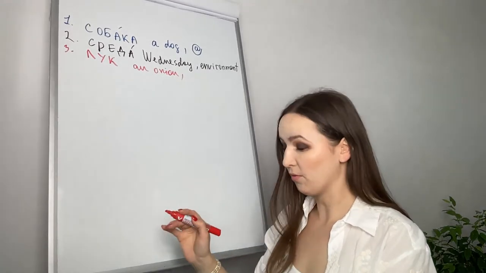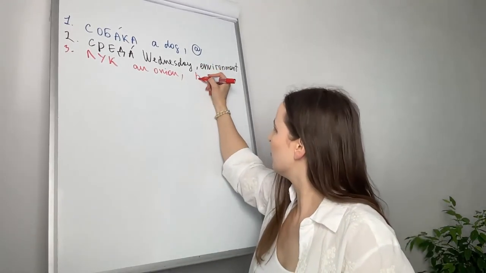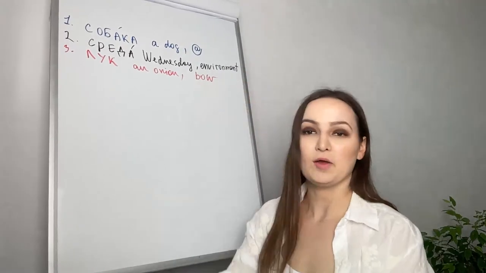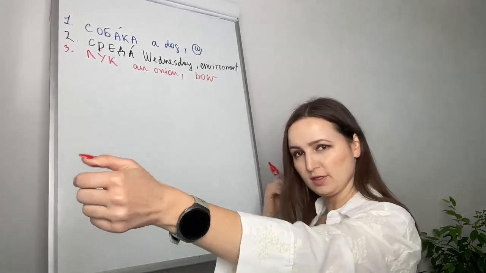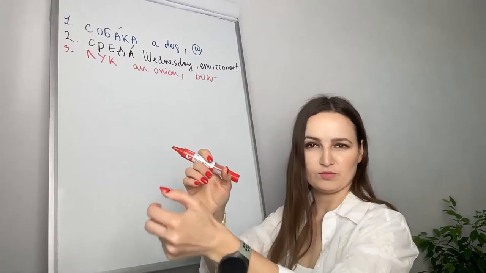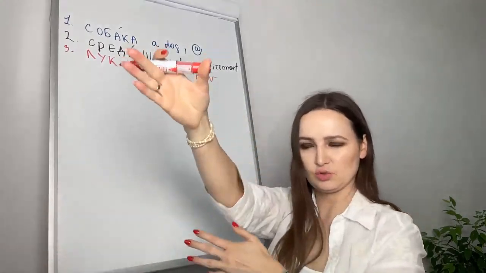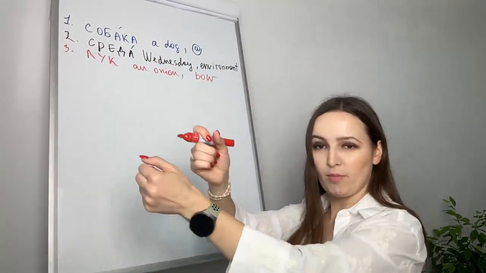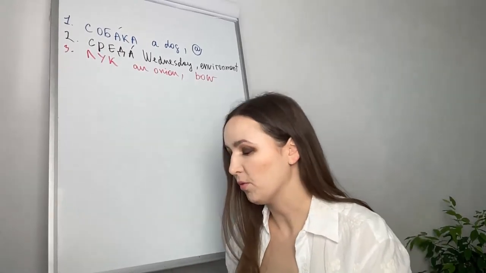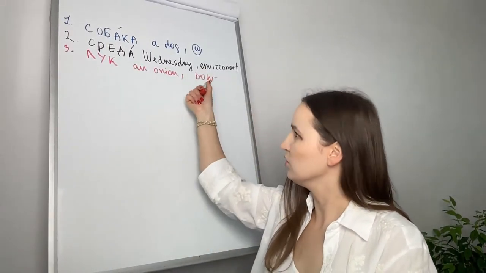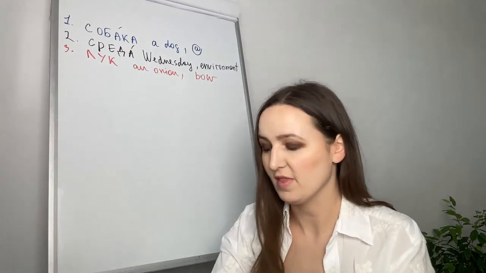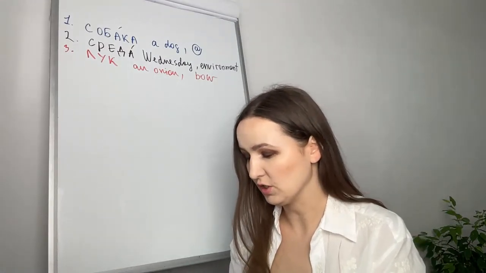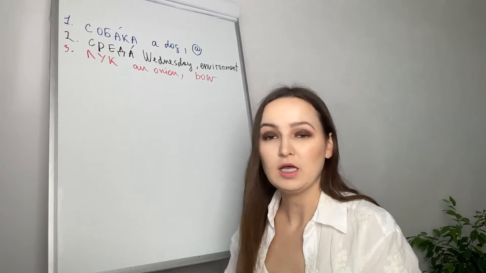And a bow. A bow, like sport. Yeah, when they do something like that and they shoot. So this is a bow. An onion or a bow. Да. Дальше, следующее слово, the next word is мир.